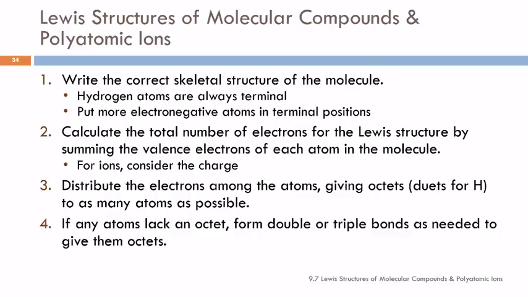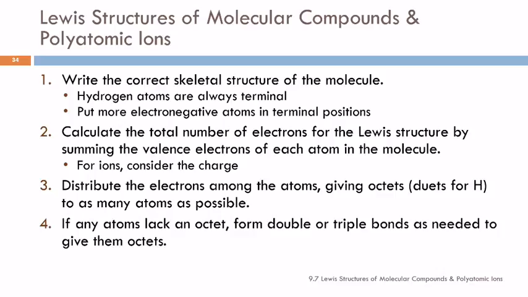So this is a process that can be approached in different ways. Pretty sure this is the same approach that the book has. So maybe start with this, and then if you find a way that works better for you, as long as you end up with the same result, it's fine. So the first thing we have to do is have the correct skeletal structure of the molecule. That means we have to decide which different elements are connected to each other.